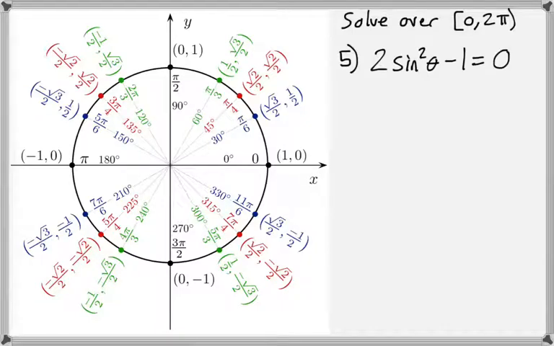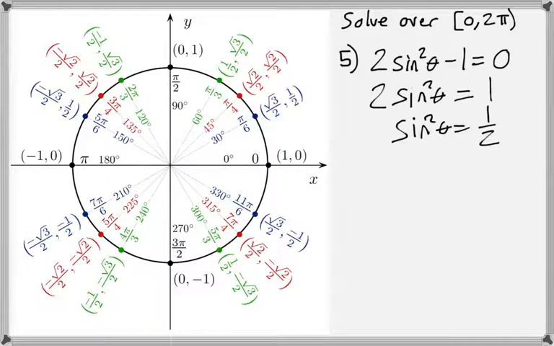On number 5, we're trying to solve the trig equation. And because they say they want it between 0 and 2 pi, that means that our final answer needs to be in radians. Okay, so I'm solving for sine of theta, very much like I would be solving for x. So I need to add 1 to both sides, and then divide both sides by 2.